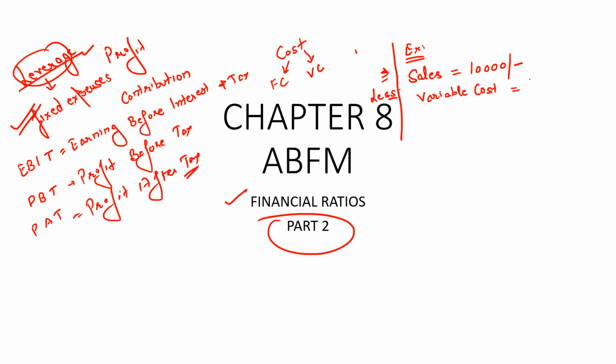So what is the variable cost? We are assuming here that it is 6,000. So sales less variable cost, what we have left is the contribution. What is the formula of contribution? Contribution is equal to sales minus variable cost.